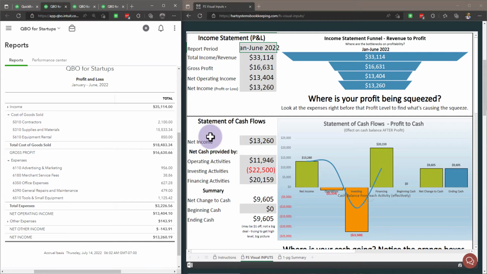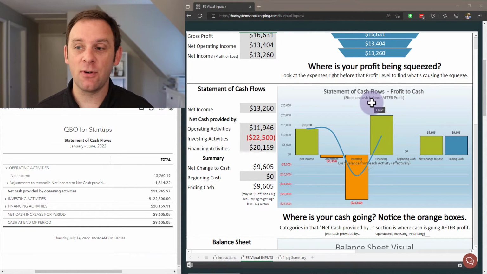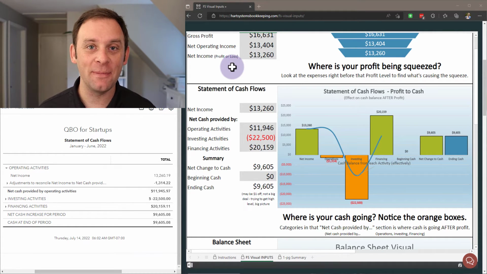Let's move on to the statement of cash flows. First of all, let me get that report pulled up here. Okay, so notice they're all still collapsed. That's fine, but we're looking right here in this middle section. I love this report. I love answering the question, where did my cash go? Where did it come from? Because profit's not cash. This is so helpful.